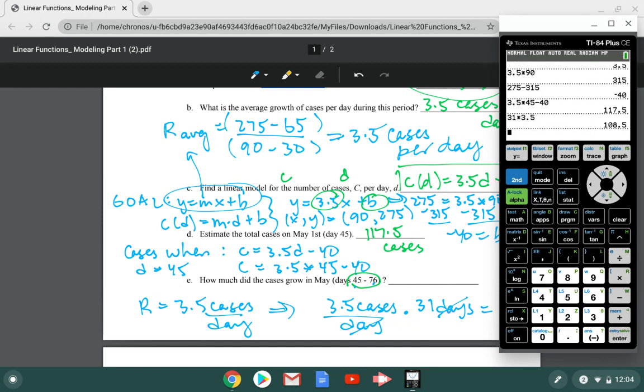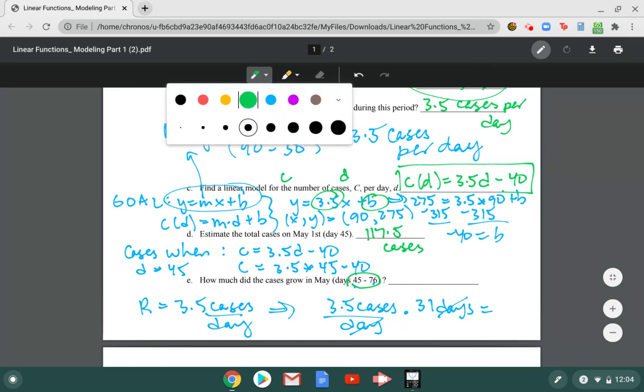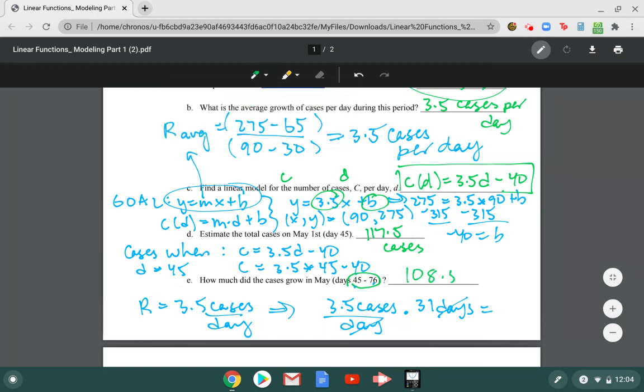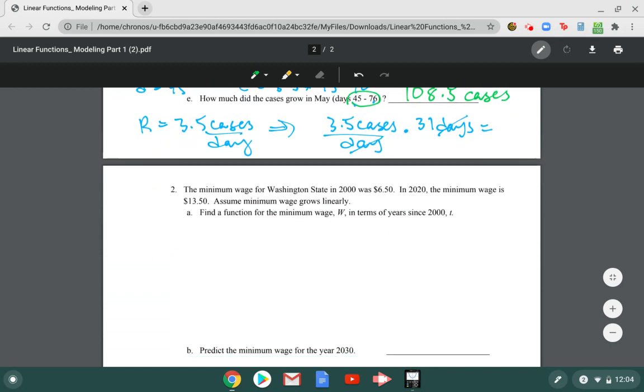And we end up with 108.5 cases. Okay, so 108.5 cases. Okay, moving on. Number 2.